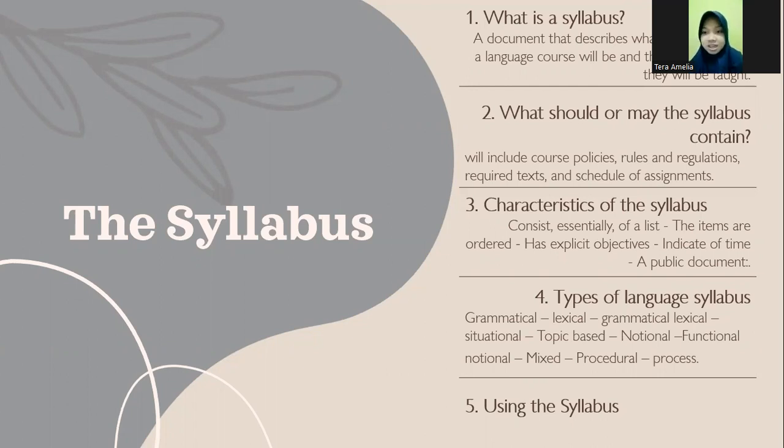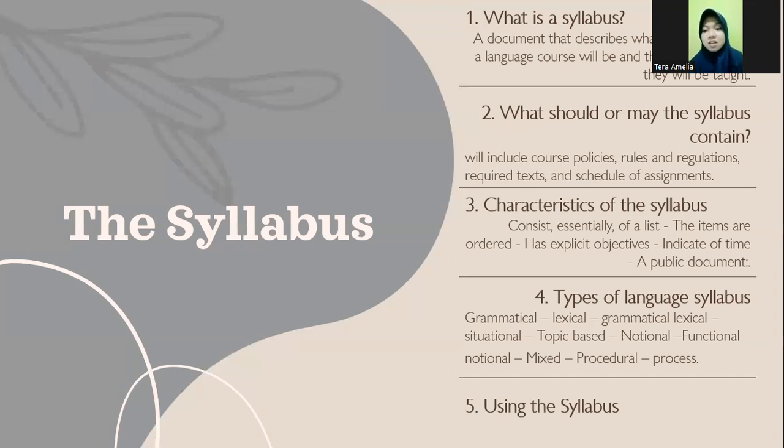Generally, a syllabus will include course policies, rules and regulations, required tasks and schedule of assignments. A syllabus is a kind of guidance that you need to know about how the course will be run and what will be expected of you. Next is the characteristics of a syllabus.